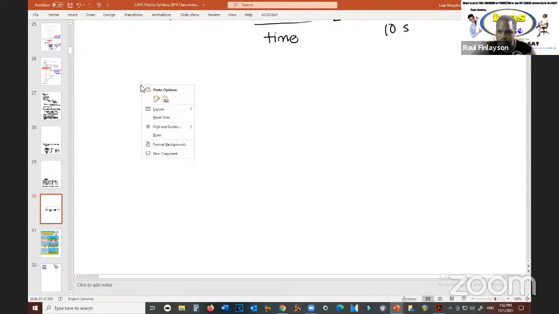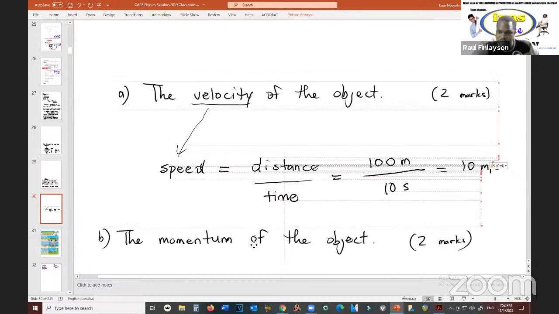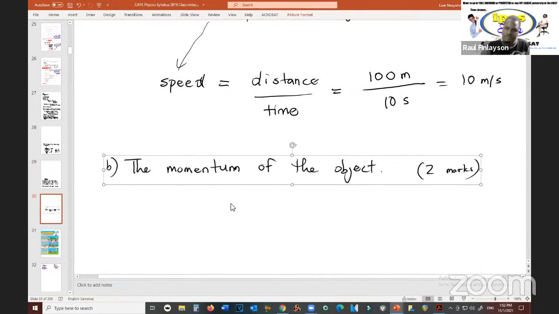Put it on the same page. There's no space there. All right, and we'll put it down here. So part B says, what is the momentum of the object?